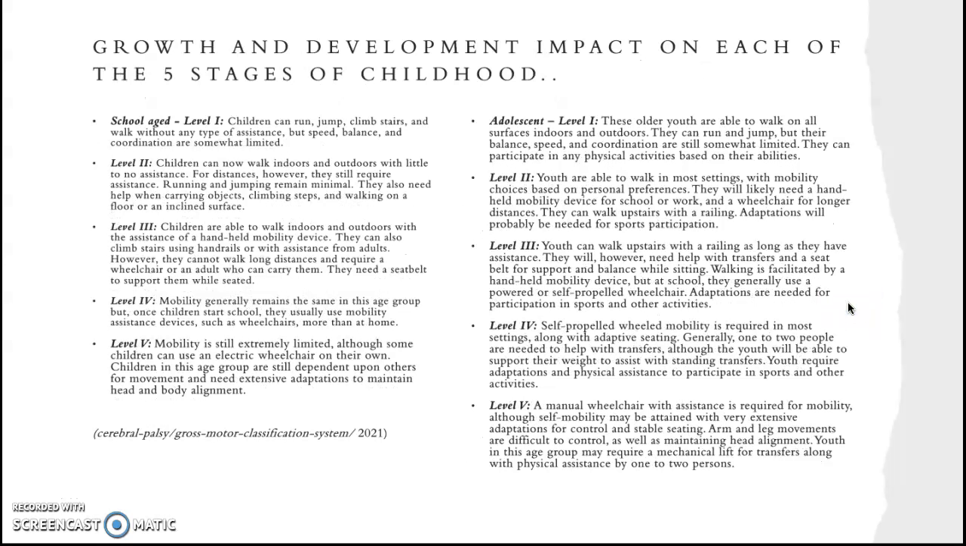For the school-aged child, at level 1, they can run and jump, climb stairs, and walk without any type of assistance, but their speed and balance and coordination are somewhat limited. For the level 2 child, they need help with carrying objects, climbing steps, and walking on a floor or an inclined surface.